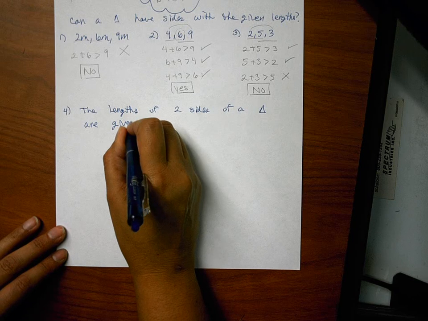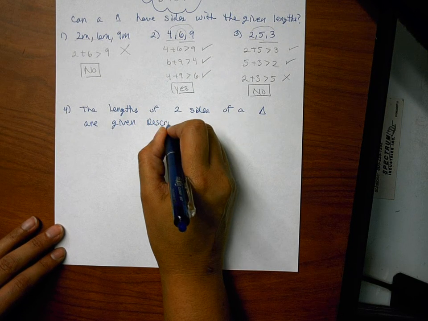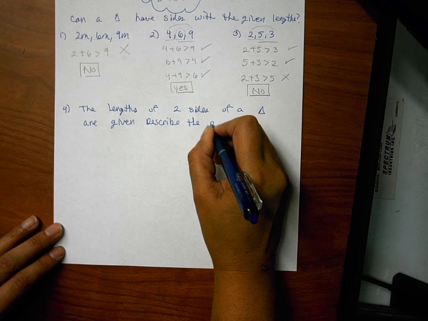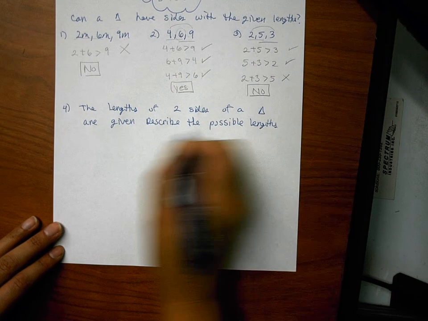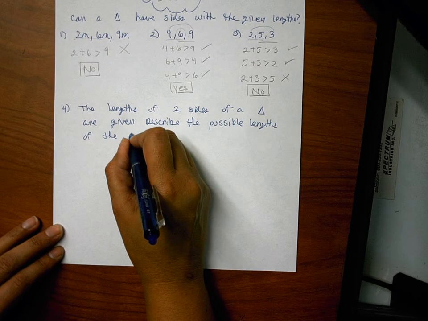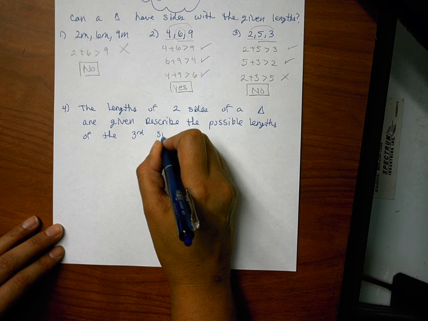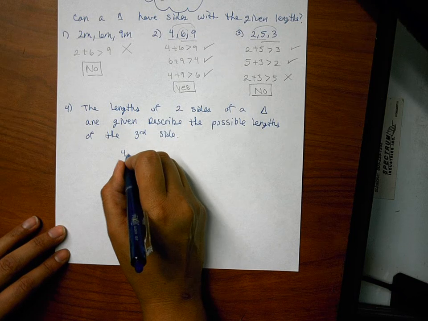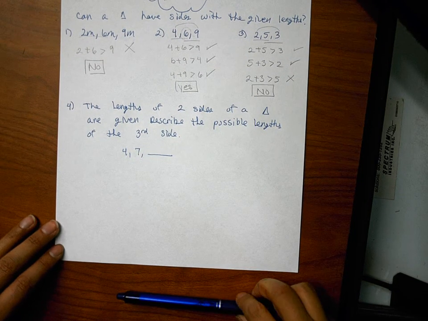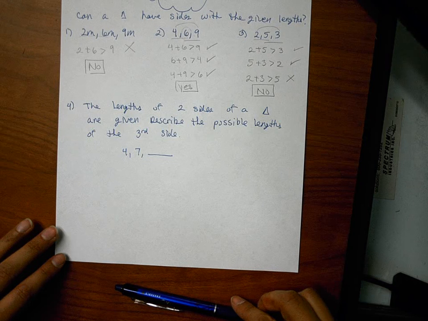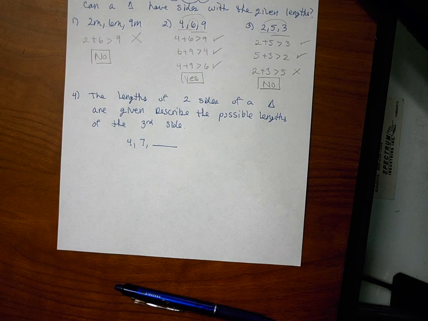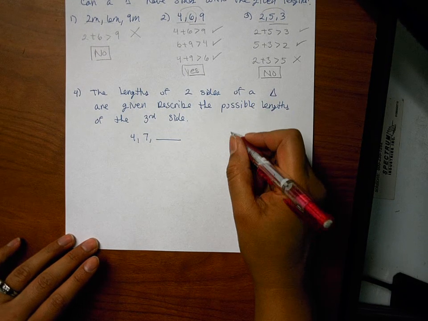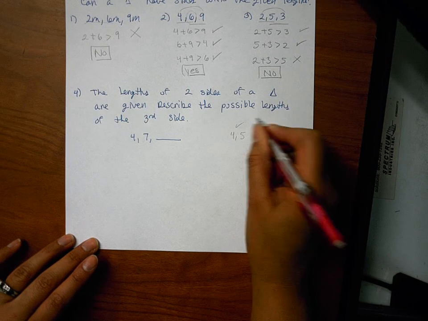the lengths of two sides of a triangle are given. Describe the possible lengths of the third side. 4, 7, blank. All right. Hit pause, try it on your own, see what kind of numbers you get in there, and then hit play and see what you've come up with.